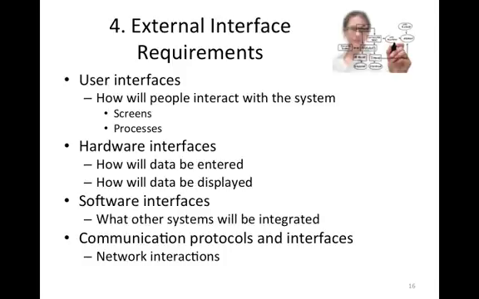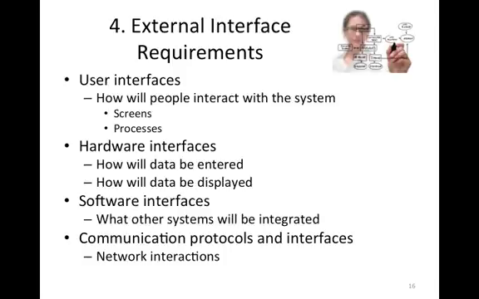Or if there is some kind of unusual hardware interface. If you're using browsers, you don't need to necessarily put that in. Some of us will have interfaces with other software systems, and we want to talk about what data and what kind of interfaces need to happen between different systems. So if you're getting data from the registrar's office, from the accounting office, or from some other part of your organization to go into this system, you need to talk about that in this section.